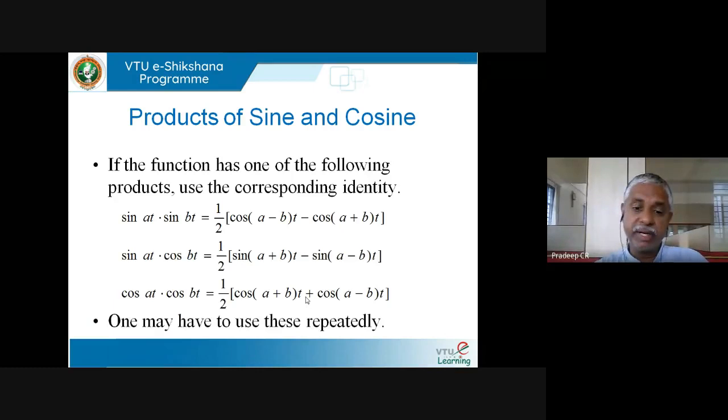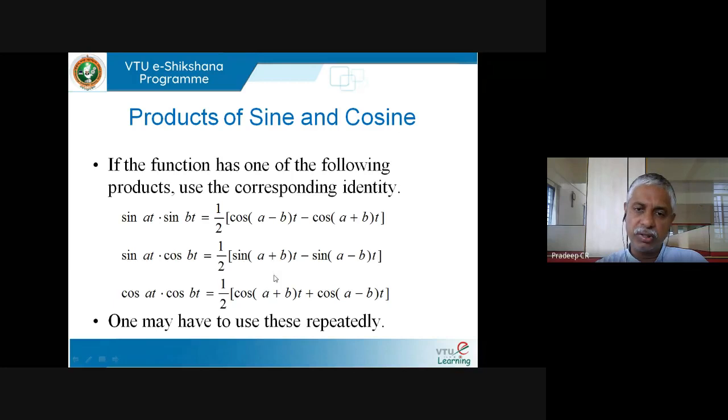This is an important point. One may have to use these repeatedly. For example, if I have a term like sine AT, sine BT, cos CT, then what do we do? First, I expand sine BT into cos CT using this formula. So I get two sine terms. Multiply that by this sine A t outside, so I get, not sine square, but sine into sine minus sine into sine, where the arguments are different. So for sine into sine, I use this formula. So we use this formula twice.